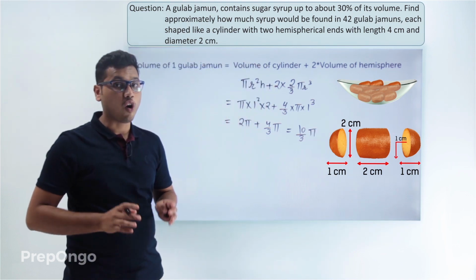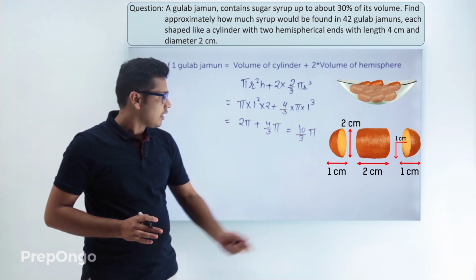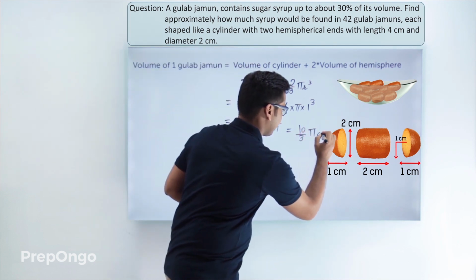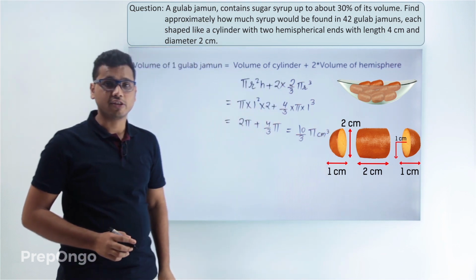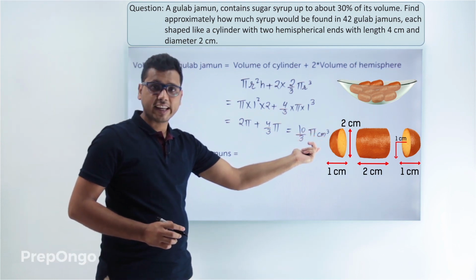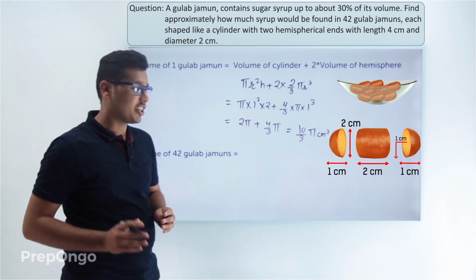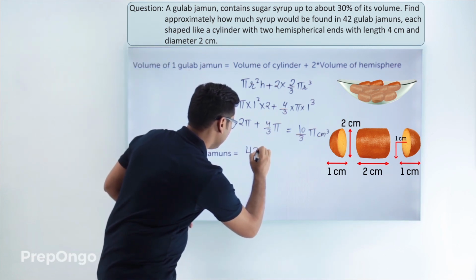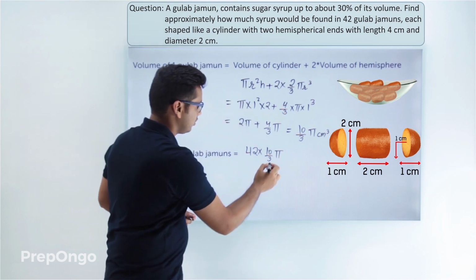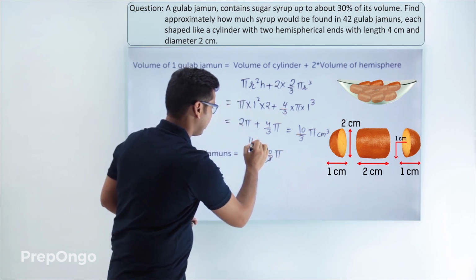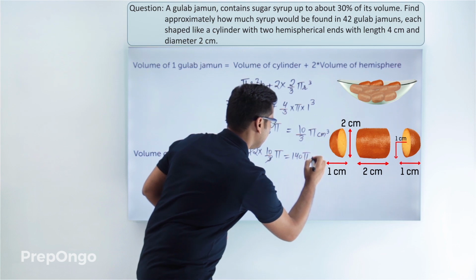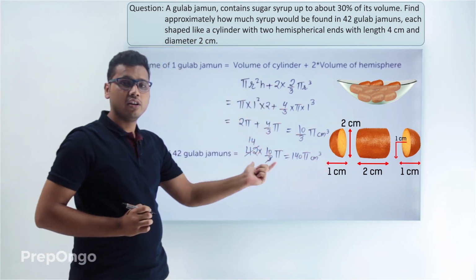Now we have to calculate the volume of whole 42 gulab jamuns, and the volume of one gulab jamun is coming to be 10 by 3 pi, and we have to write centimeter cube here. So 10 by 3 pi centimeter cube. We can calculate the volume of 42 gulab jamuns by multiplying the volume of a single gulab jamun by 42. Just apply the unitary method. So this will be 42 into 10 by 3 pi. So this will get cancelled, this will be 14, and if we solve this, this will come out to be 140 pi centimeters cube. So this will be the volume of 42 gulab jamuns.